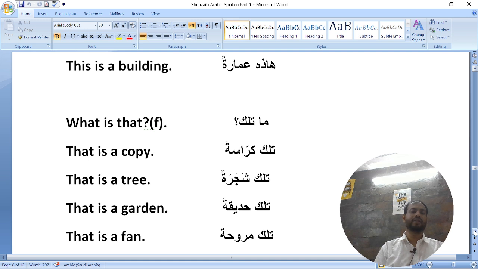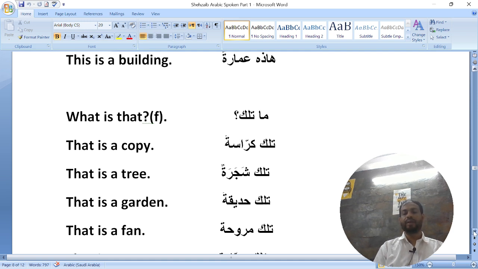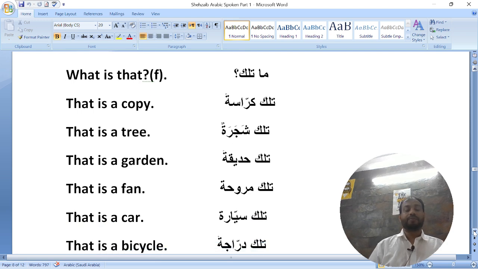And in terms of female, what is that? Ma tilka, that is a copy. Tilka kurrasatun, that is a copy. That is a tree. Tilka shajaratun, that is a garden. Tilka hadikatun.